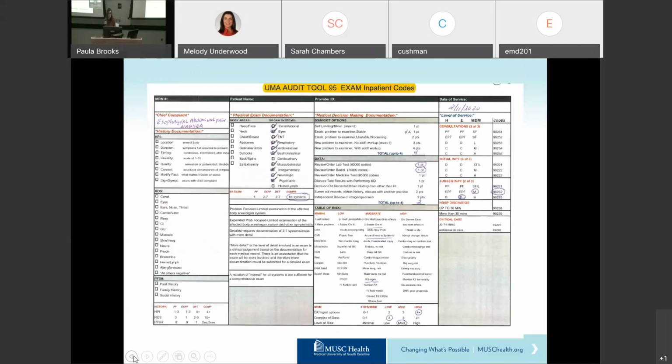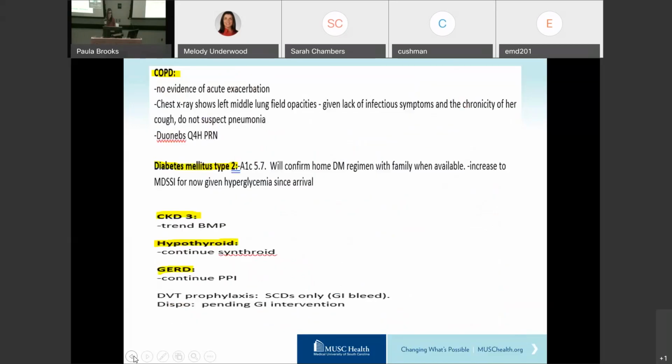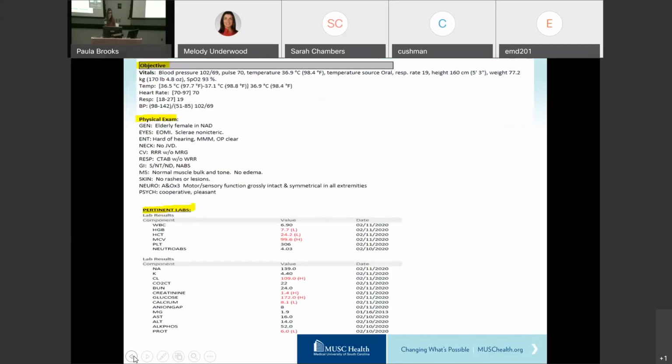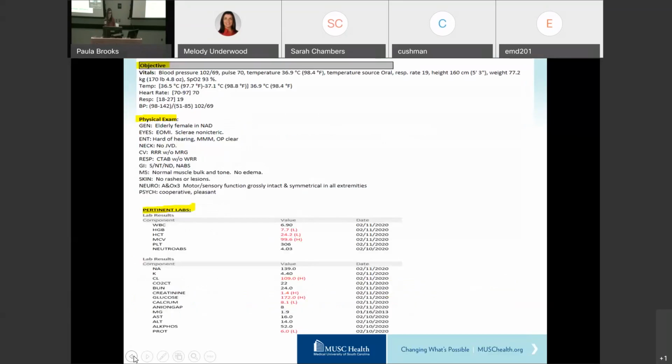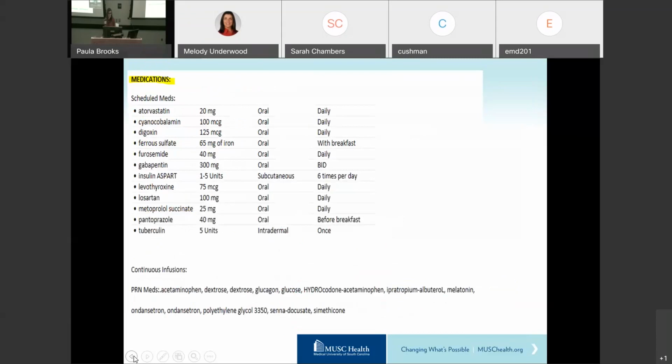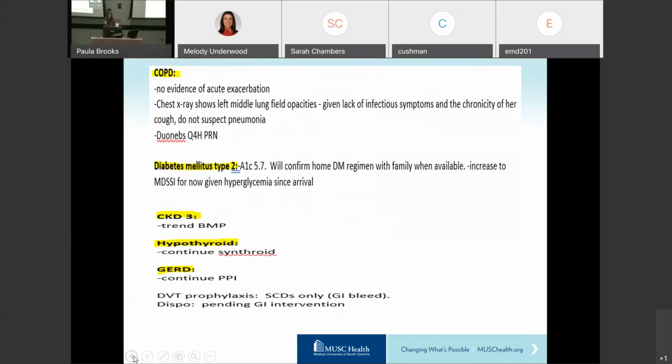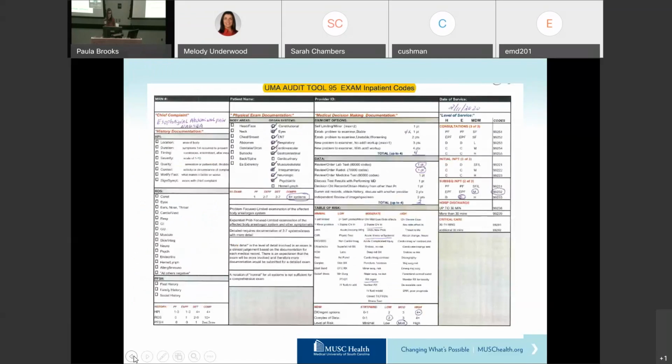So let's talk about this one. I also did not audit the history on this one because it's the same thing. This is a sub-care note. As you can tell, we don't have a past, family, social history. We don't have the complete review of systems. There's no need for me to do that, the history section. We went straight to the exam.